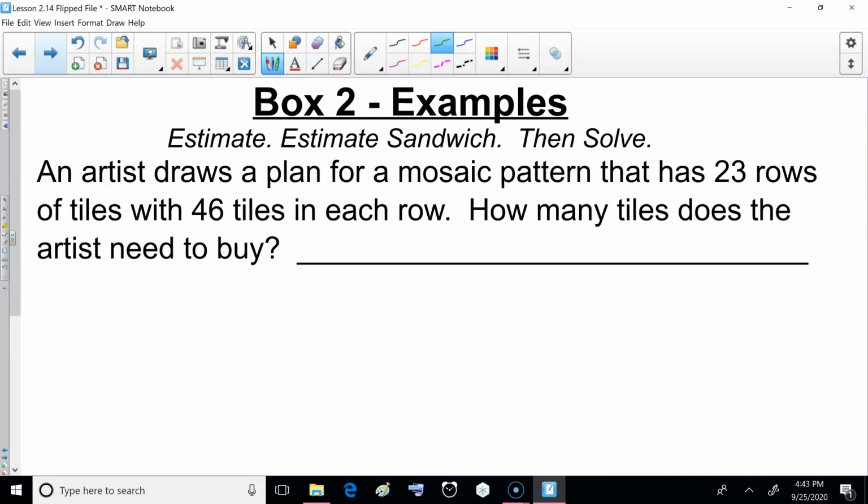So we're going to do the same thing: estimate sandwich, then solve. An artist draws a plan for a mosaic pattern that has 23 rows of tiles with 46 tiles in each row. How many tiles does the artist need?